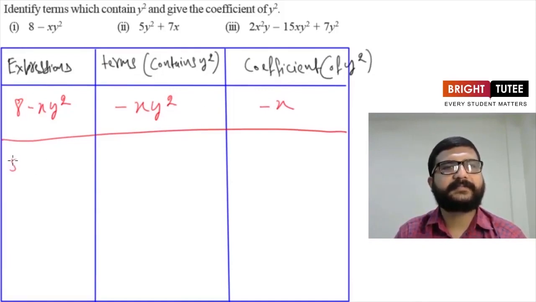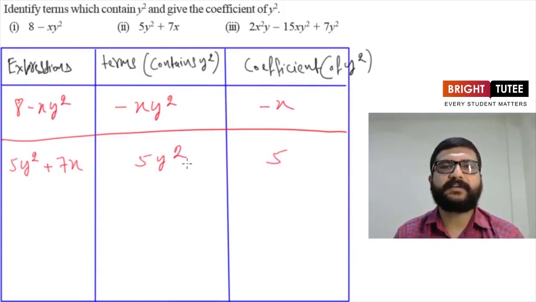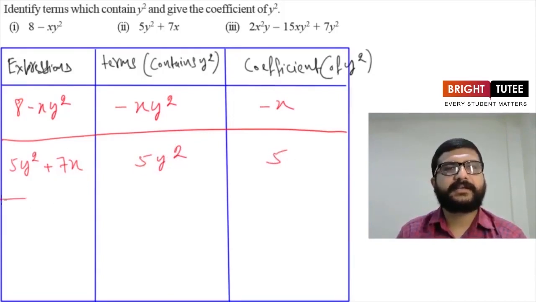Now the next expression is 5y square plus 7x. So the term having y square is 5y square. Now remove y square from here, we are left with 5. So 5 is the coefficient of y square in the term 5y square.